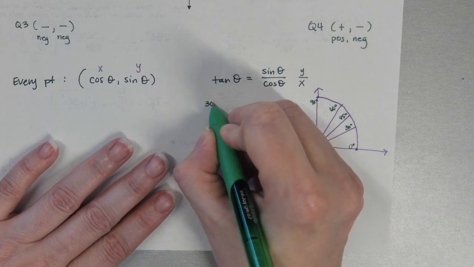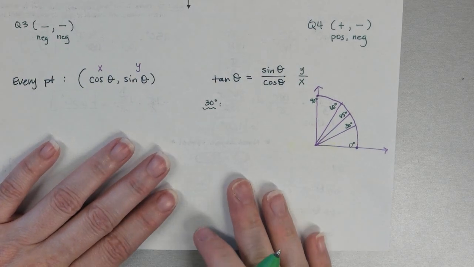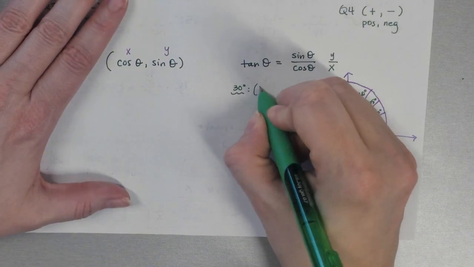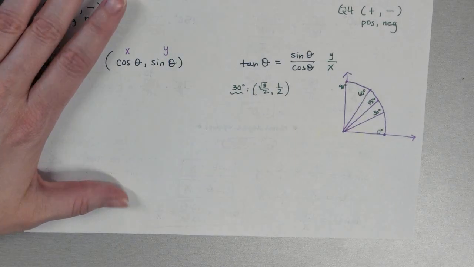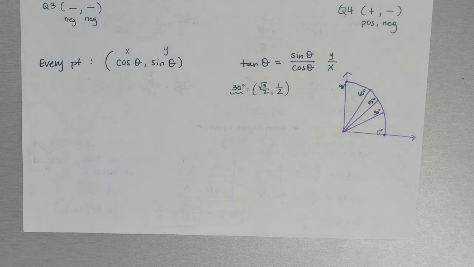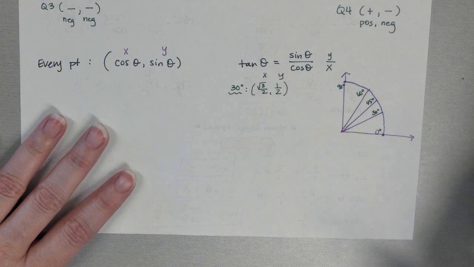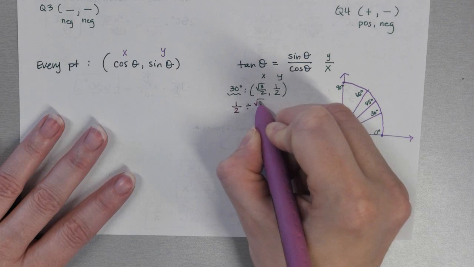So for the 30 degree, let's look at the point. I'm going to go up to my unit circle. At 30 degrees, my point is root 3 over 2, 1/2. So if tangent is y divided by x, I'm just going to divide those two. This is my x, this is my y. If I'm dividing fractions, set it up like this: 1/2 divided by root 3 over 2.